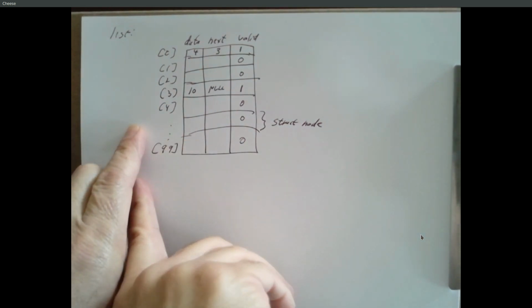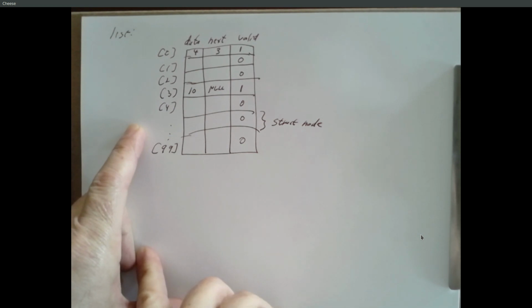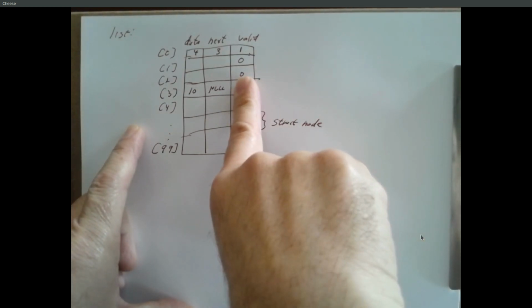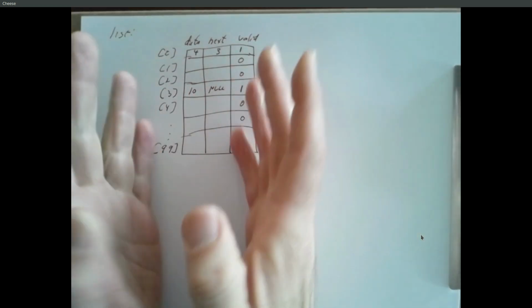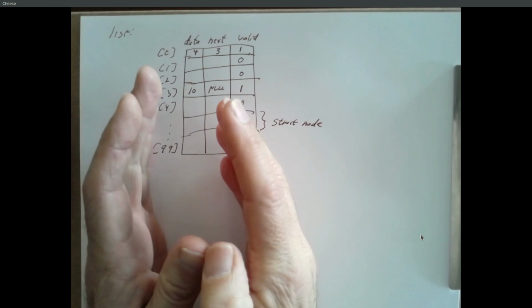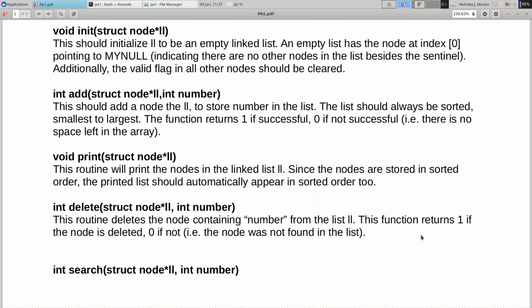When you try to insert, your main program should never say, for i equals 0 to 99, if valid equals 0, then do such and such, right? This does not exist to your main program. Your main program has no idea. This is on the other side of the firewall, okay? Your main program, if it wants to insert something into the list, it's got to use the add function.